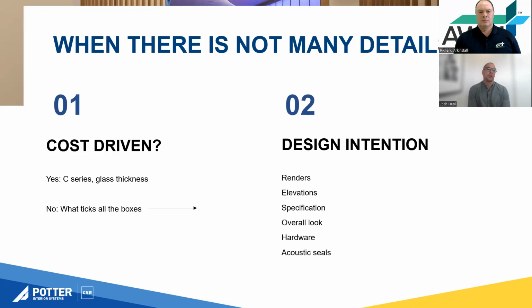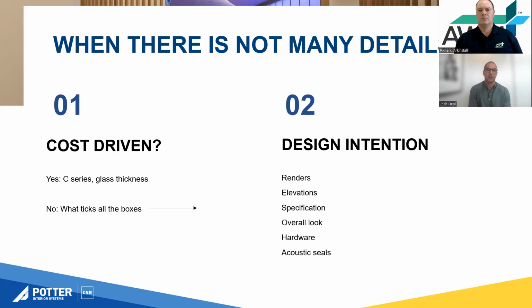So if it's cost driven, if they're trying to do it as cheap as possible, then reduce the amount of glazing, reduce the size of the aluminium partitions. But it's not always cost driven. So if not, how do you work out your quantities?